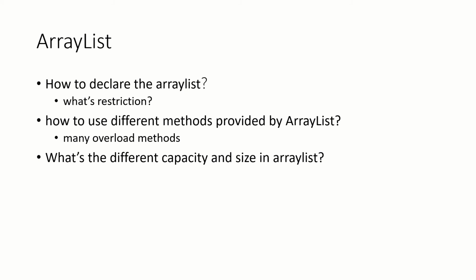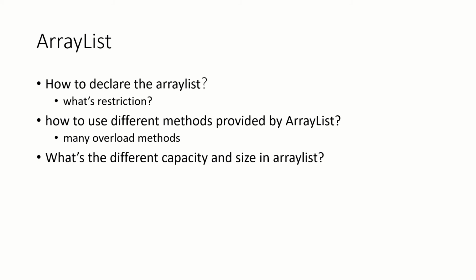The capacity is how many elements the array can have, and the size is how many elements the array actually has. Capacity means reserving some space, with nothing occupied at that time. The size means how many elements are occupied.